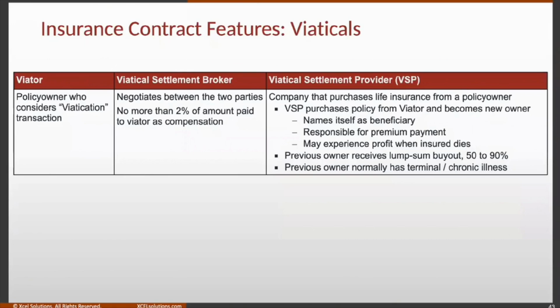So the viator, depending on how you pronounce that word, is the original policy owner. The O in the word viator reminds you that that is the original policy owner of the contract. That is the person who has been deemed terminally ill by a medical doctor. This is the person who now knows death is coming pretty quickly, and now they need money to live off from.